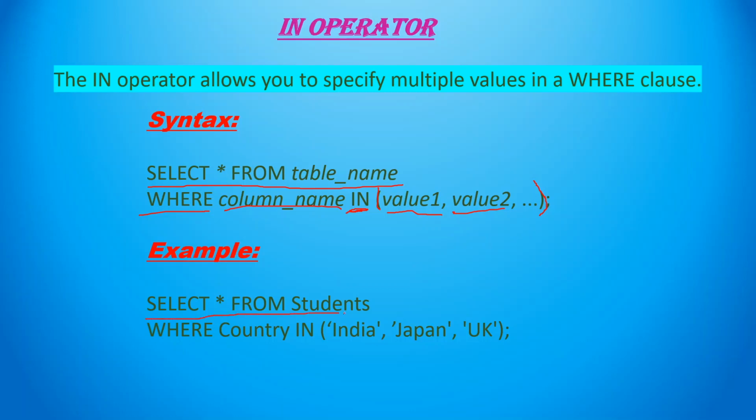Here is the example. Select asterisk from students, where country is your attribute, in is your keyword, and within round brackets you want to specify the list of values which you want to match. Where country in India, Japan and UK. So here it will display all those details of students who belong to these three countries, India, Japan and UK.